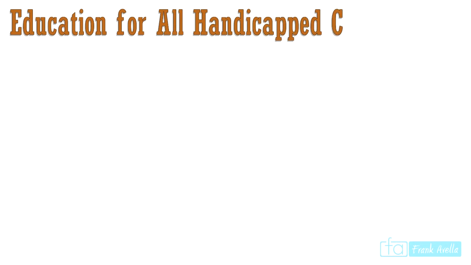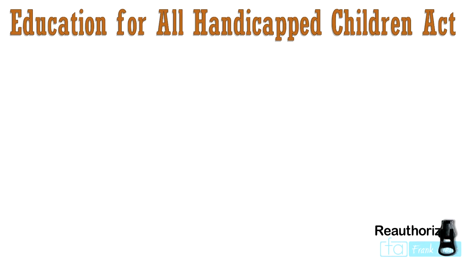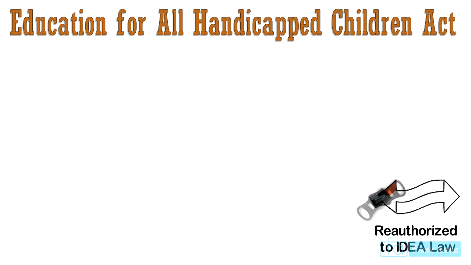In this presentation, we're going to explore the Education for All Handicapped Children's Act, also known as Public Law 94-142. EAHCA has many accomplishments and was enacted by Congress in 1975. This law was eventually reauthorized to the Individuals with Disabilities Education Act, IDEA, of 1990. This law guarantees what's called FAPE, which stands for Free and Appropriate Public Education.